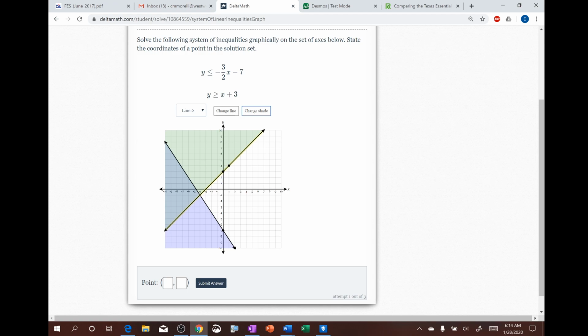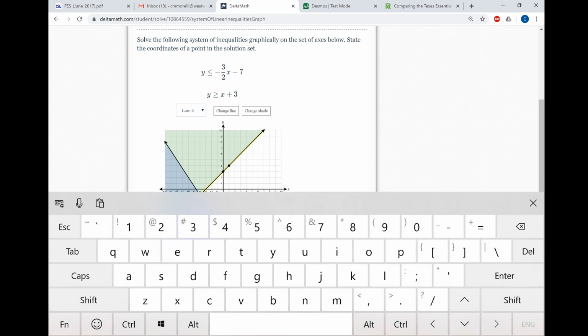Now the solution region of the system of inequalities is actually in this double shaded region right here, so we just have to pick a point that falls within that double shaded region. It could be any point, so I'm going to pick -8, 1. Okay, that's going to be my solution. Yours could be different.